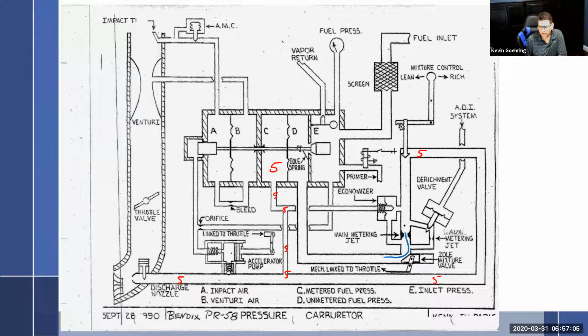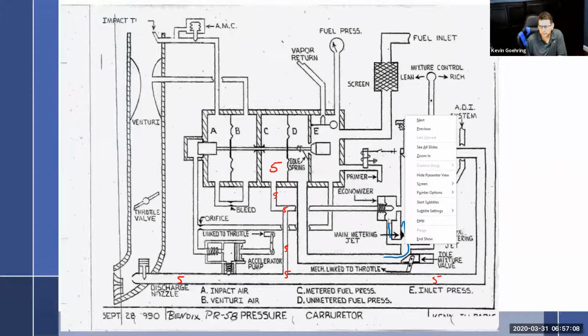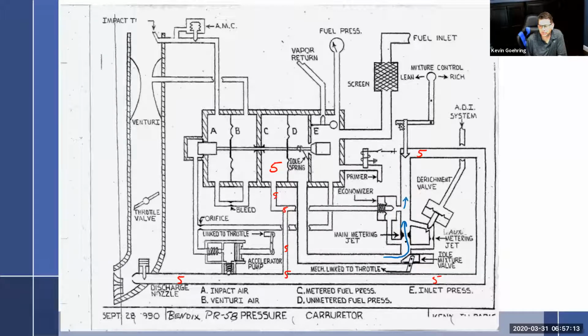So fuel is now going this way and this way. So we have extra fuel, which makes it power enrichment, but it's called an economizer. Off here to the right, we have something called a de-richment valve. We're going to discuss de-richment valves later on, or exactly how it works. But this has to do with the ADI system, which is alcohol detonation injection, anti-detonation injection, which is a combination of water and alcohol.